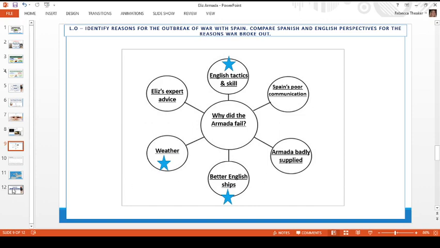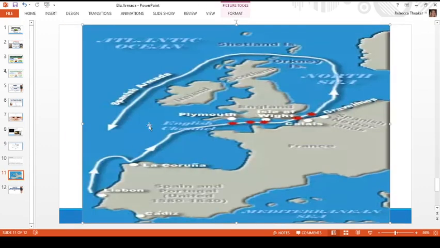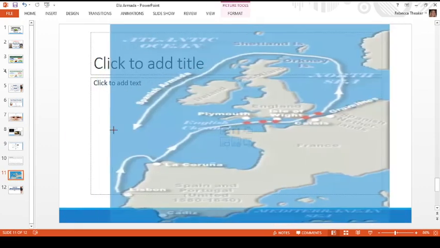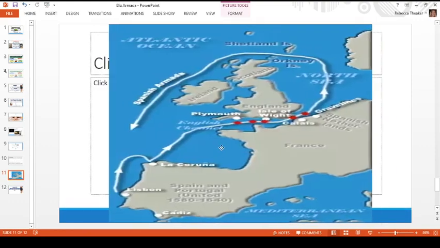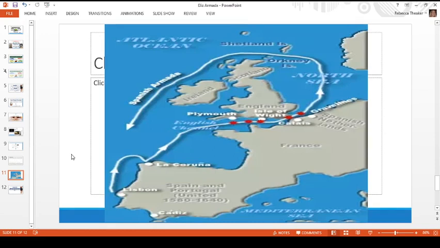So before I give you the information, I'm going to get this map up. I totally appreciate that this might be a little bit blurry, but that shouldn't matter too much. Right, okay, so it's important you know the geography of this battle because that played a key role in the defeat of the Armada. So we'll start down here.